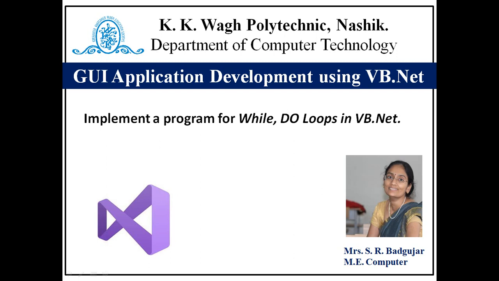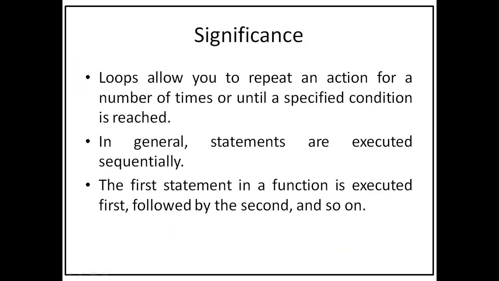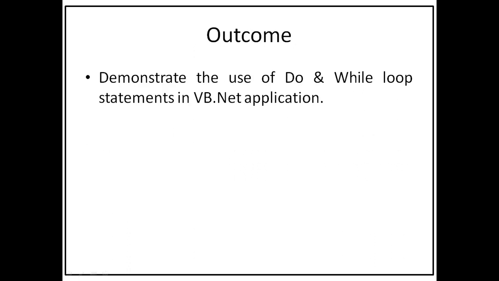In this lecture, we will learn how to implement a program for while and do loops in VB.NET. Significance: loops allow you to repeat an action a number of times or until a specified condition is reached. In general, statements are executed sequentially. The first statement in a function is executed first, followed by the second, and so on.